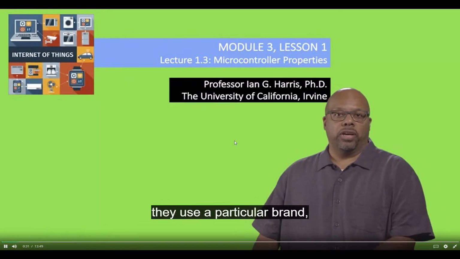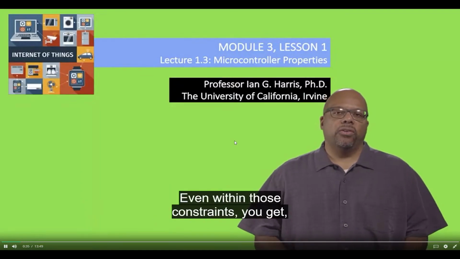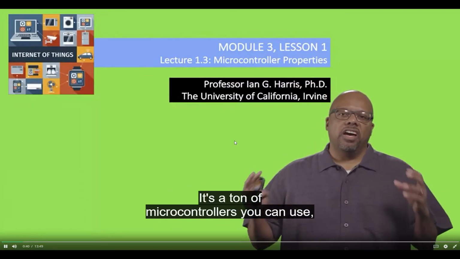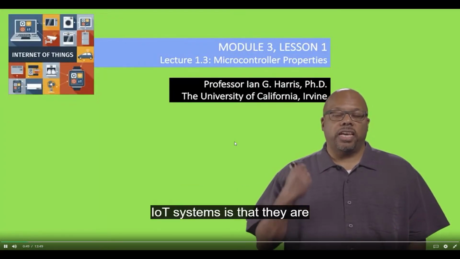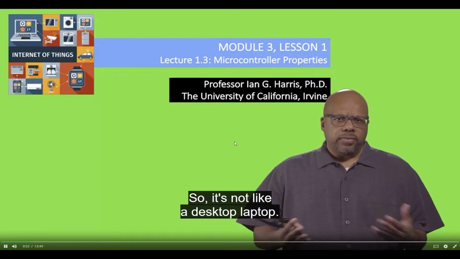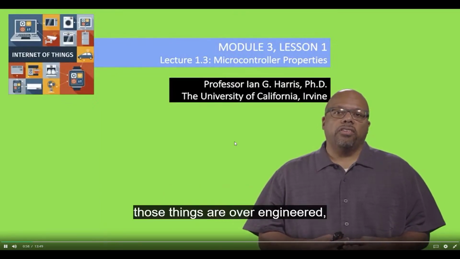Like if you work at a company, they use a particular brand, we use Freescale, whatever, that's what you use, right? But even within those constraints, even if you're only using Freescale, there's a ton of microcontrollers you can use, all with different properties. And you've got to pick the one that's right for your project. Because another feature of IoT systems is that they are generally tightly constrained. It's not like a desktop or laptop, right?